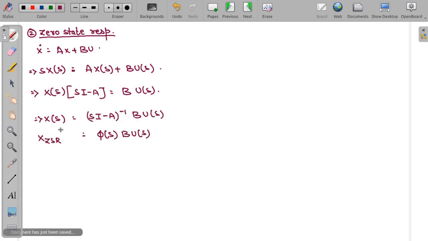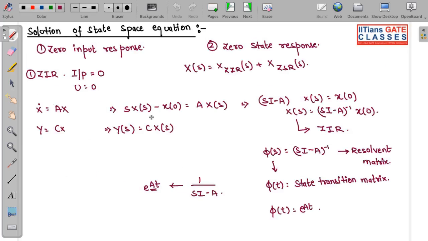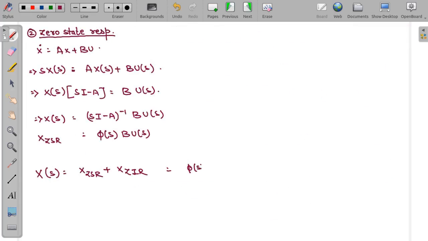Okay, so we have ZIR, we have ZSR. So x whole, meaning complete, is what? It is x ZSR plus x ZIR. So ZIR we have already, let us first write. If you go and check, we have written over here, that is equal to phi of s times x of 0 plus phi of s B U(s).